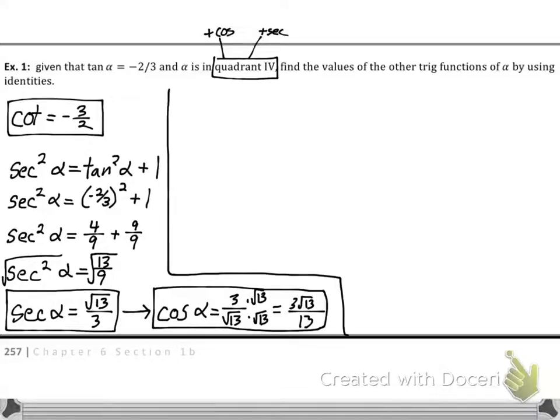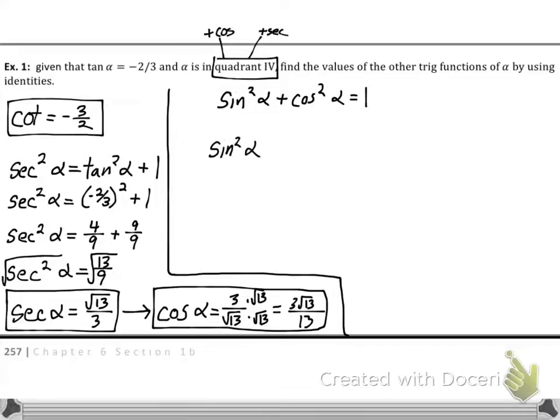All right, I now have cotangent, secant, cosine. The only thing I need to find now is sine and cosecant. And I'm going to tell you, whenever you're going between cosine and sine, the easiest identity to use is sine squared plus cosine squared equals 1. So that is our easiest one if I know sine or if I know cosine. So just remember that sine squared plus cosine squared equals 1. We already know cosine.